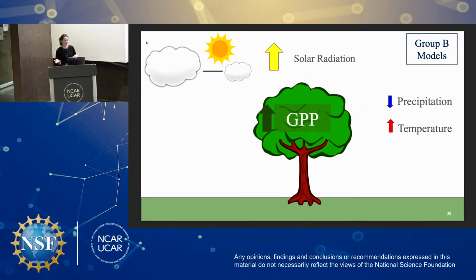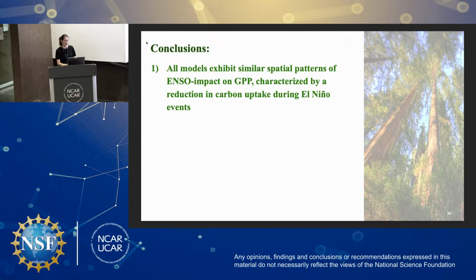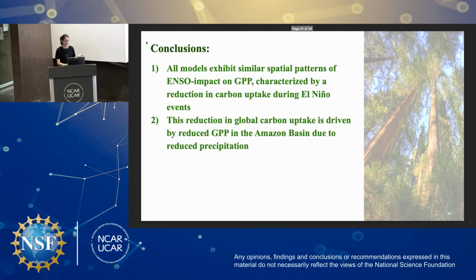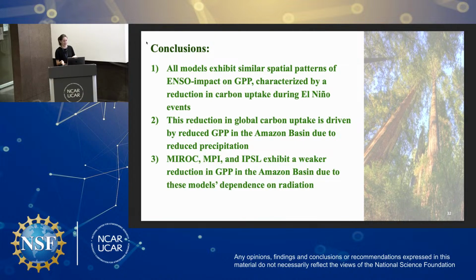Versus for group B models, you see the converse. They experience similar climate forcings, but a differing response associated with GPP. And then for conclusions, all of the CMIP6 models show a very similar spatial pattern of ENSO impact on GPP, resulting in a reduction in carbon uptake during El Nino events. Mainly this is coming from the Amazon basin region, a suppression in GPP there, mainly resulting from precipitation. And then finally, these three outlier models, MIROC, MPI, and IPSL, exhibit a weaker reduction in GPP in this region due to these models' dependence on radiation.